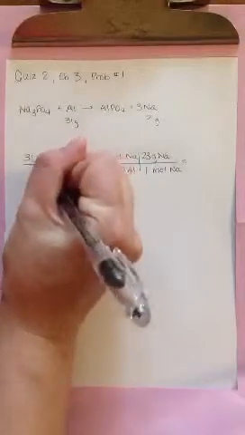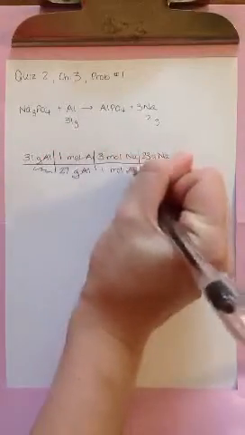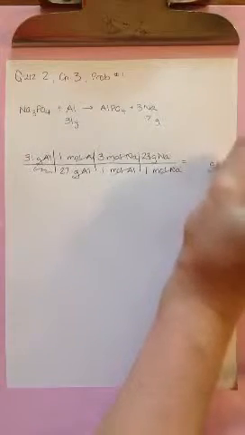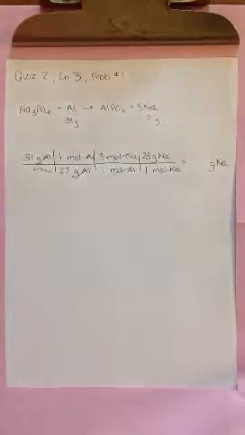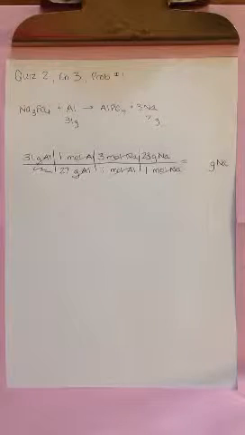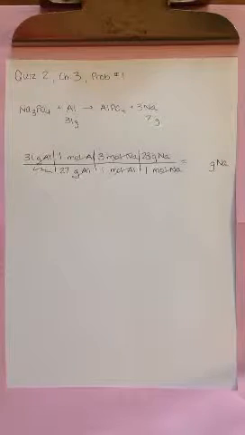I notice that these units all cancel. So my final units I'll be left with are grams of sodium. And when I take out my calculator and put that in, why don't you do that right now?